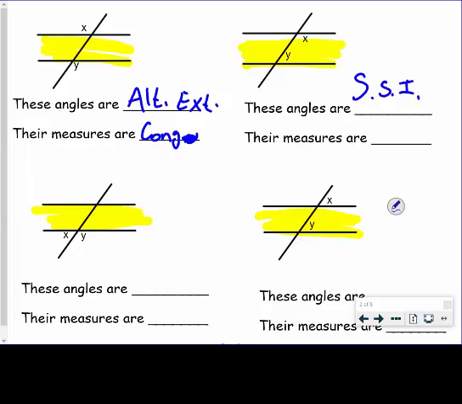Guys, if you're just waiting for me to write it down the whole time and you copy it, that is not a good note-taking strategy for this. You need to be trying. So what do we know about same-side interior? Supplementary. That's a long word. Supplementary.